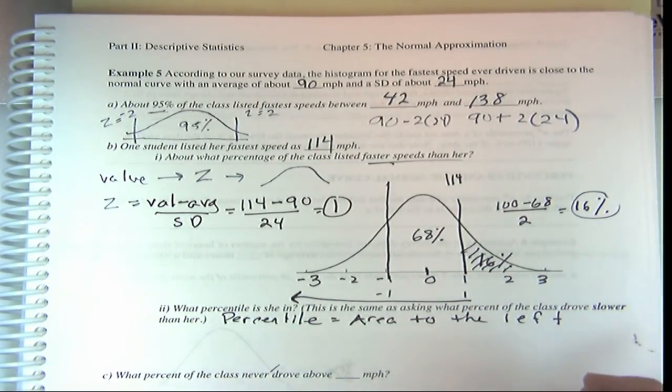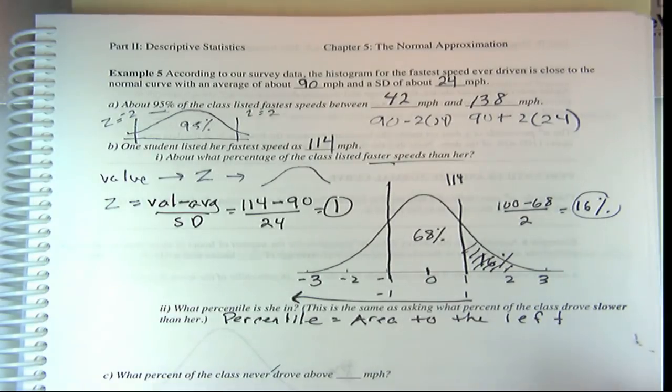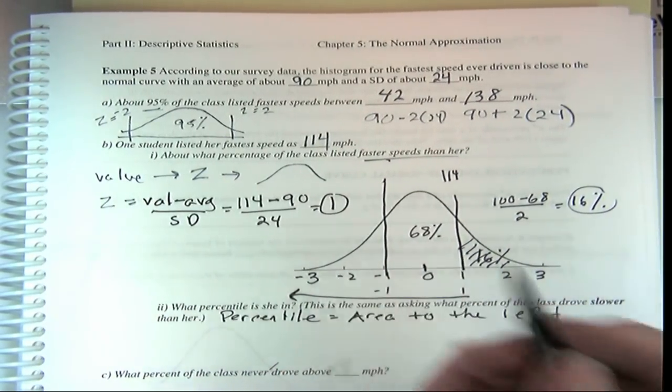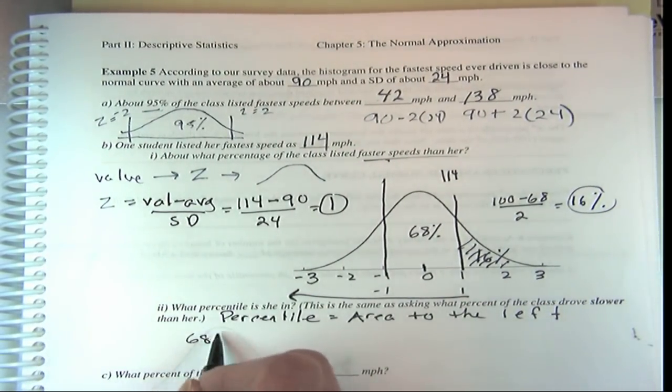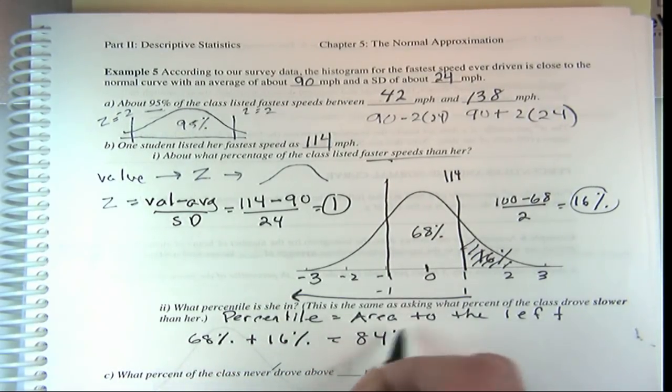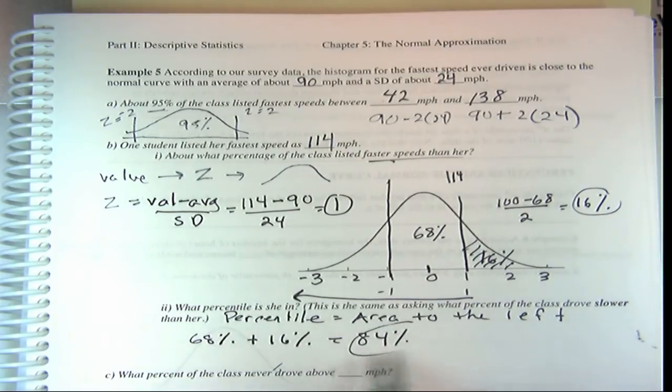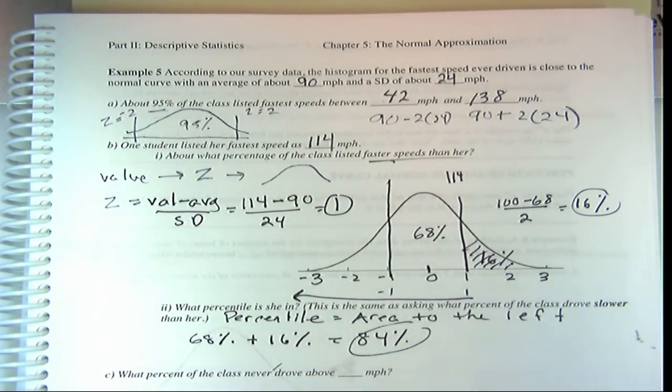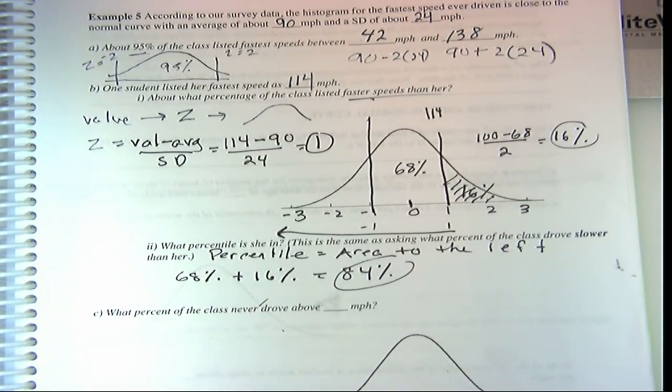So what percentile is she in? So what's that area? That would be 68% plus 16%, which is equal to 84%. Okay? And those two have to add up to 100. So I'll let you do the next two on your own.